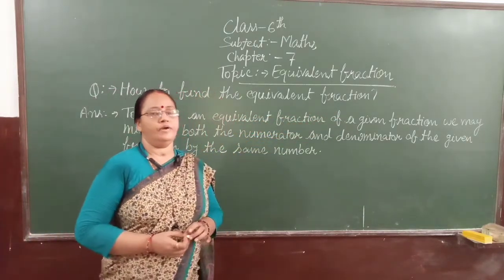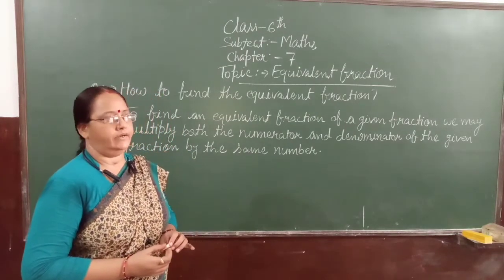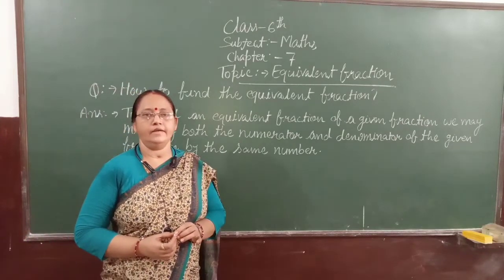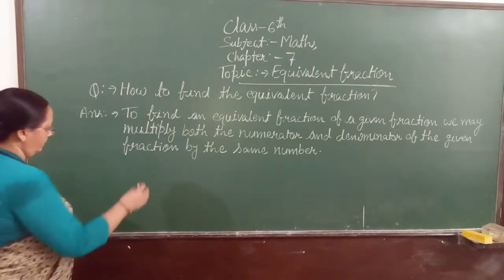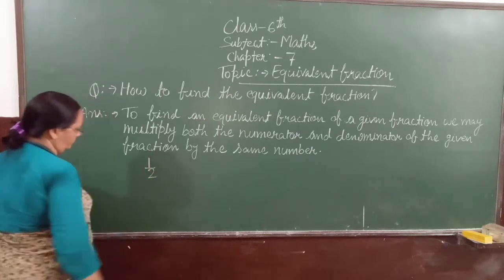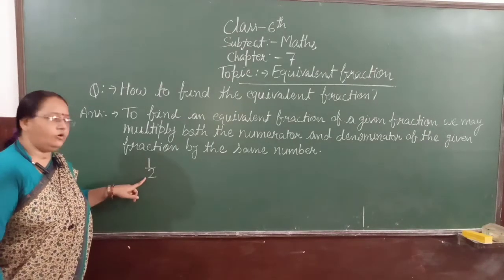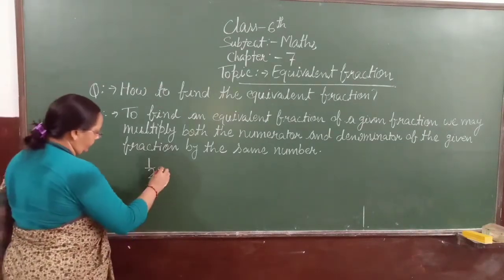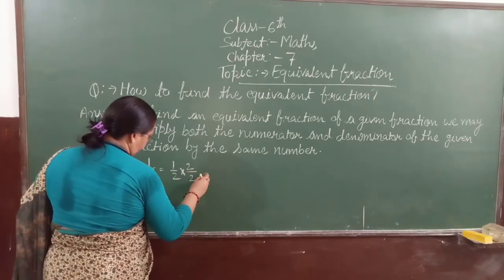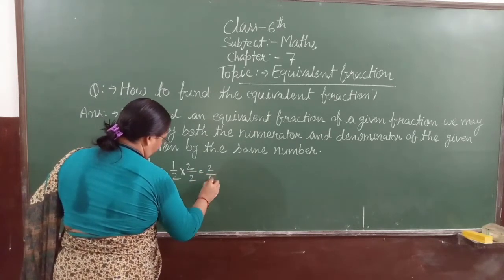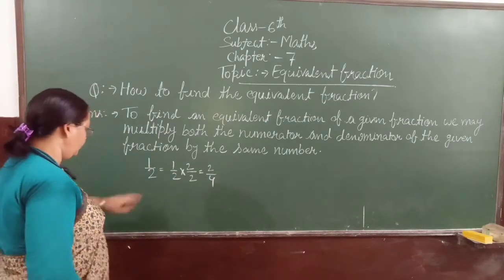So students, if you have to find the equivalent fraction of the given fraction, we have to multiply both numerator and denominator by the same number. Like, we have to find the equivalent fraction of 1 by 2. So we multiply both numerator and denominator by the same number. Like 1 by 2 cross 2 upon 2 is equals to 2 upon 4. This is one of the equivalent fractions of 1 upon 2.